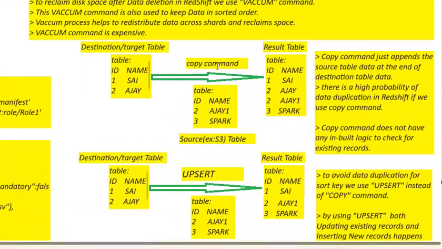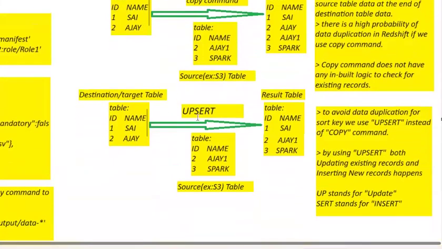Not for the next times. That is, for the first time we use the copy command, since no data is there, whatever data we put will be stored. But if we want to store data during a second, third or fourth time like that, then we need to use this upsert. So is this upsert command available in Redshift?